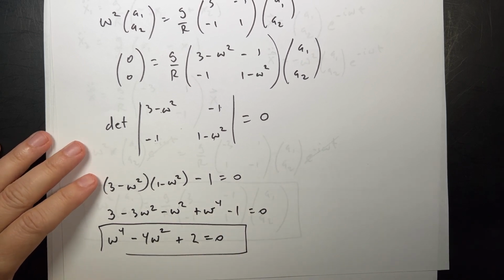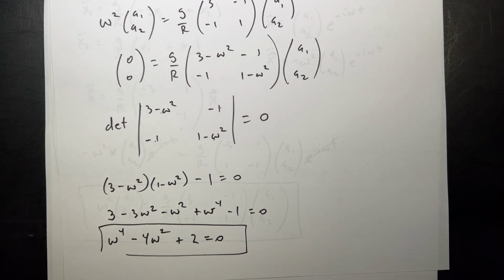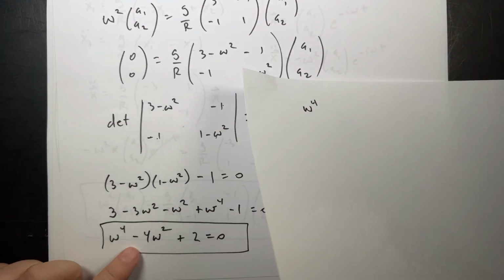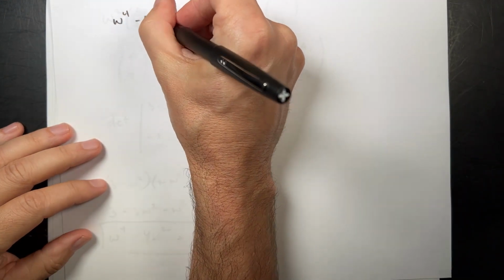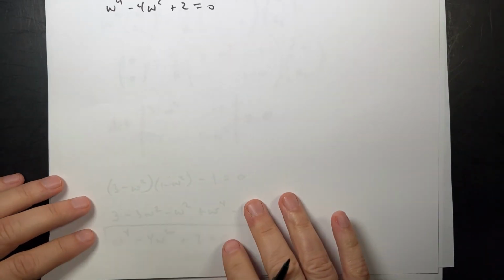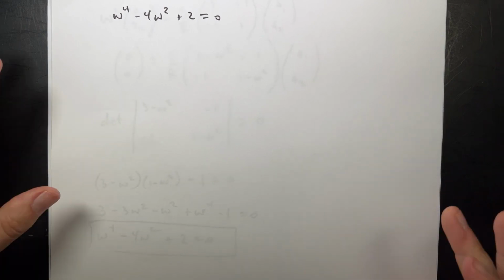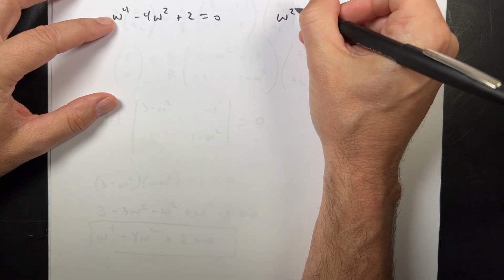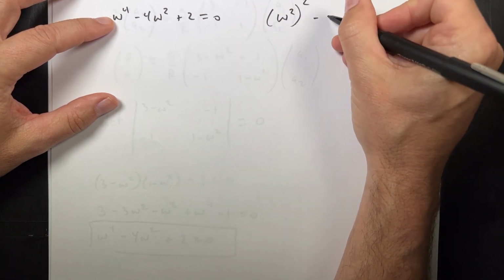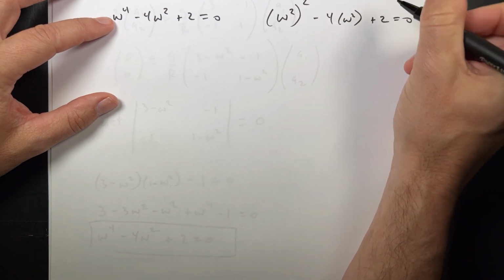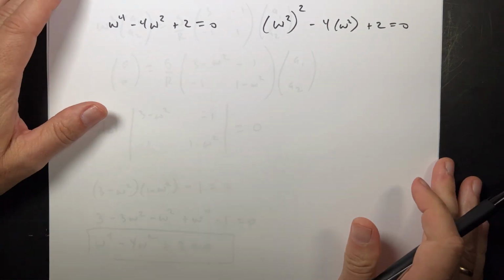Okay, so let's now write that equation because we want to solve that equation. What values of omega solve that equation? So I have omega to the 4th, minus 4 omega squared plus 2 equals 0. So if I can solve for omega squared, right? Because this is, I'll rewrite it, omega squared squared minus 4 omega squared plus 2. And so now it's a quadratic equation for omega squared.